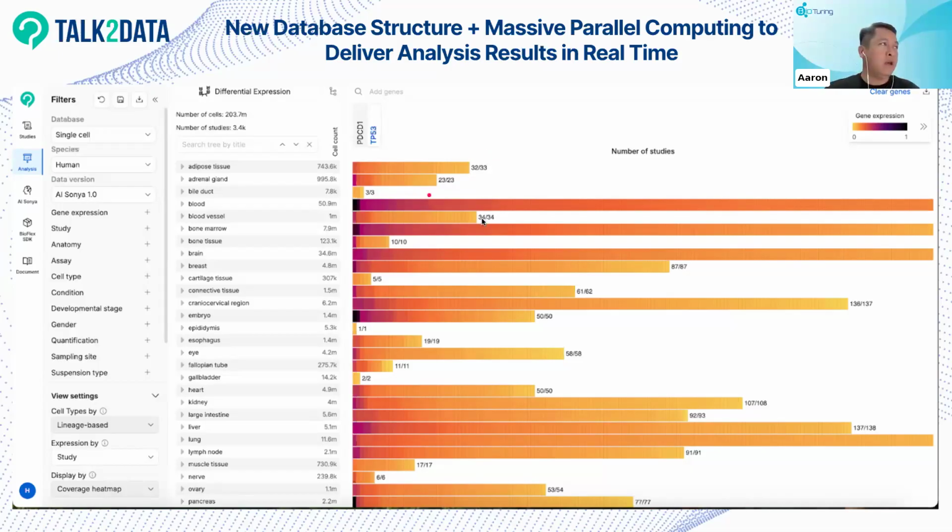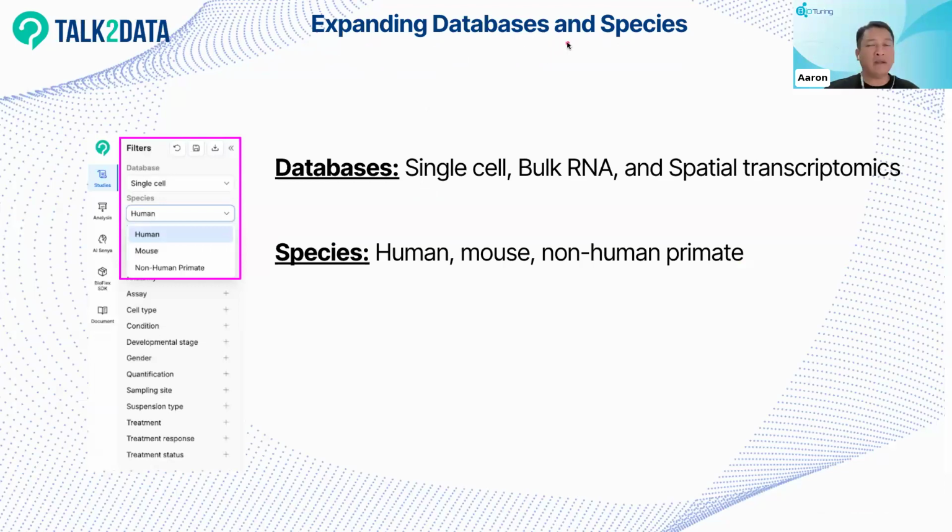With the expansion of databases and species in the new Talk2Data, the previous version had the human species and single cell database. With the new version, we will have single cell, bulk RNA, and spatial transcriptomics, which will very soon be integrated into the database. In terms of species, we will have human, mouse, and non-human primate, and we are planning to expand to more species. You can find this information in the interface here, which I will show you very soon.